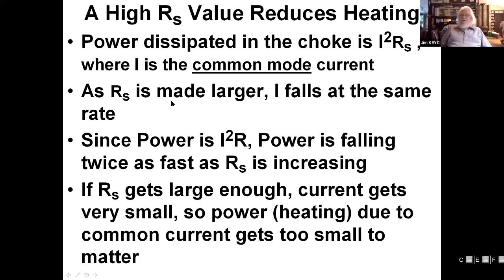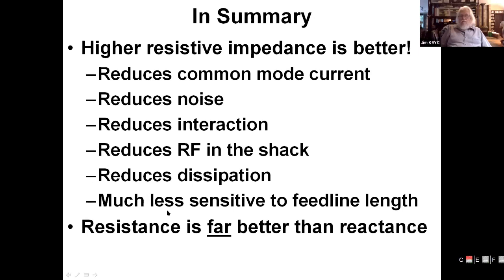So basically, you can outrun your tail if you think about it that way. So if RS gets large enough, the current gets very small. The power in the heating due to common mode current gets too small to matter. So this is our fundamental design characteristic that we're looking for. Another excellent characteristic of this is that the high resistive value makes the choke much less sensitive to the feed line length.